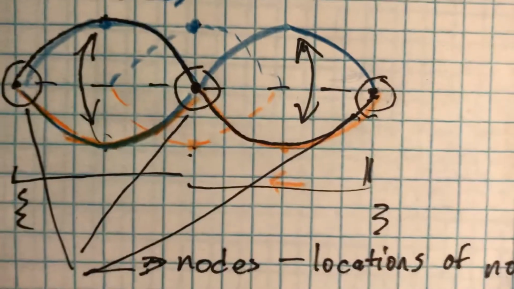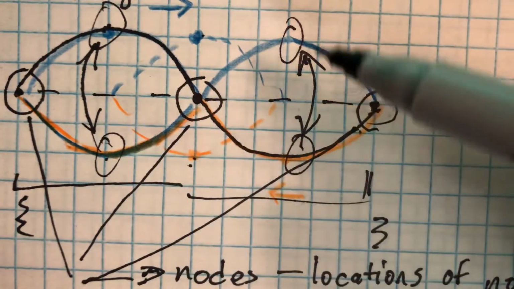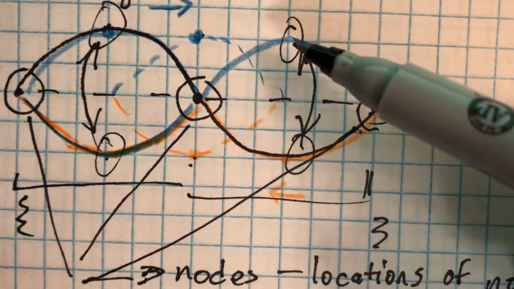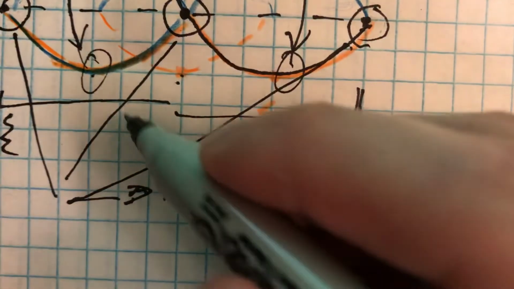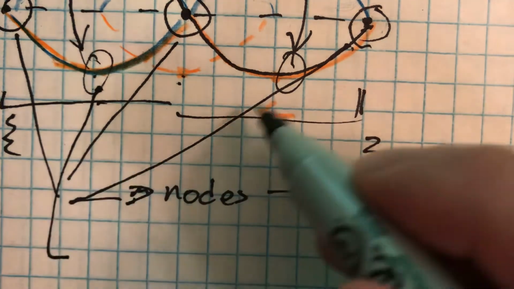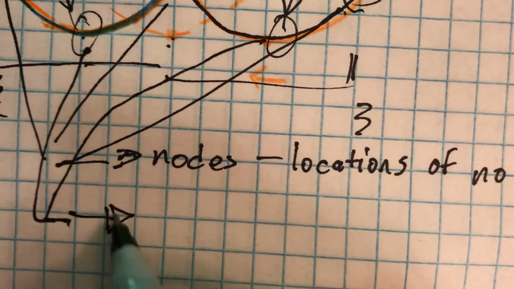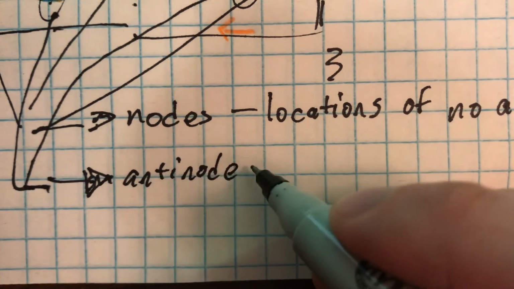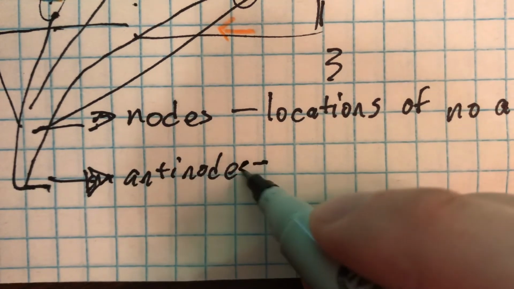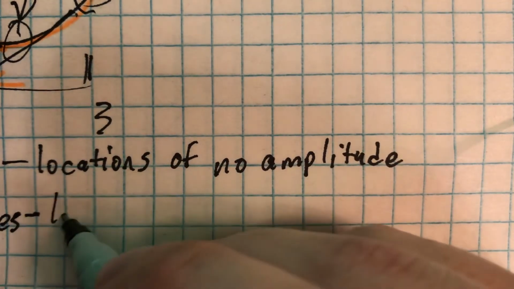All right, awesome. But then what about what's going on here, here, here, and here? Depending on the time, the crest becomes a trough and the trough becomes a crest and vice versa. It's always going to be changing. What do we call those? Well, if those are called nodes where there's no amplitude, we would call these antinodes. So we would call those locations of max amplitude.